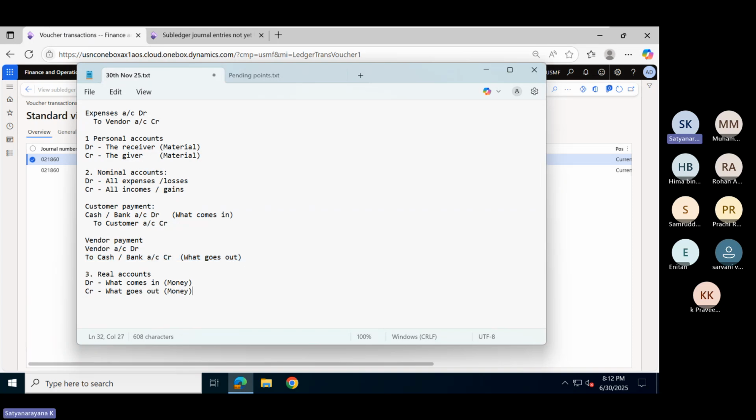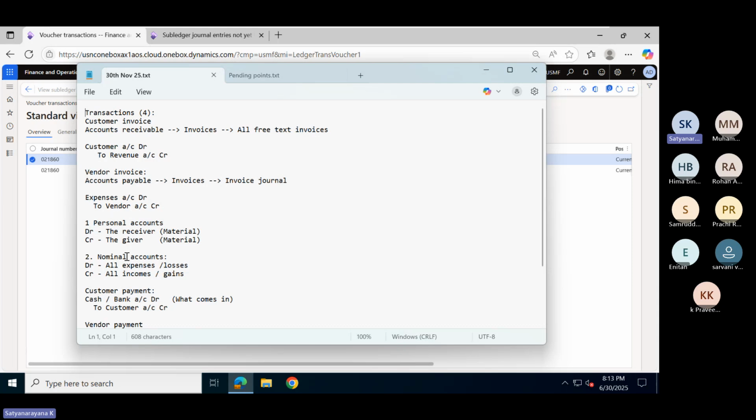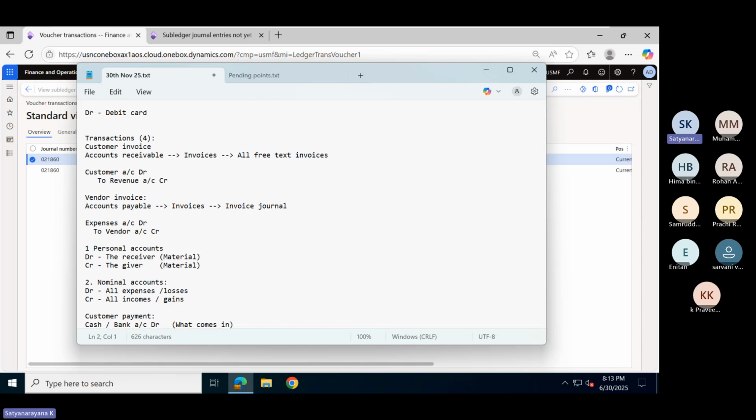What goes out, credit what goes out, because whenever you are doing payment to the vendor, here vendor payment means we are giving payment to the vendor. So at that time, my cash balance or bank balance will be decreased. And I told you how to remember debit and credit. Simple logic. Debit means debit card. Credit means credit card. If you remember this one, it is easily understood.